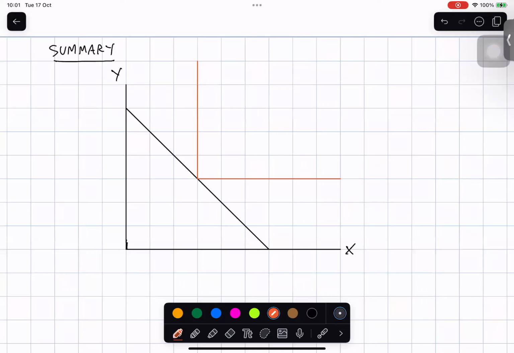And the case that we usually study in this class is in between these two. When you make the rope convex like this, it is imperfect substitutes, a case in between the two extreme cases. X and Y are imperfect substitutes.